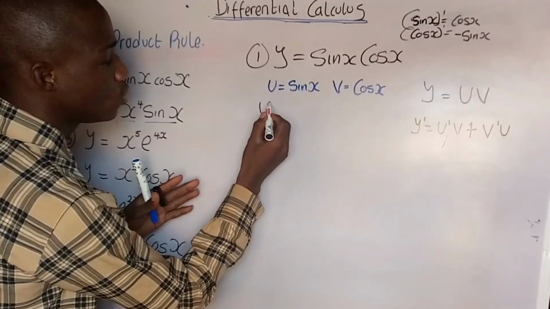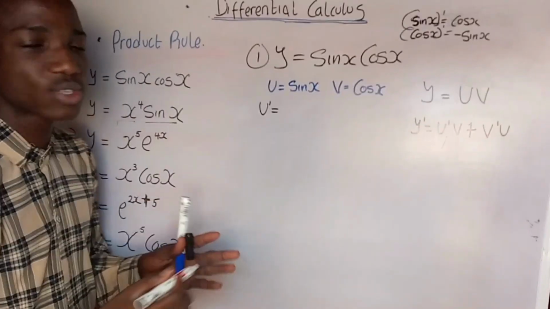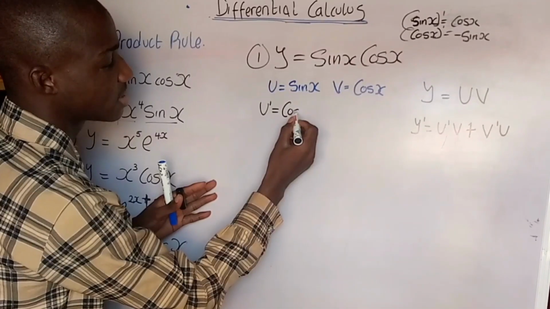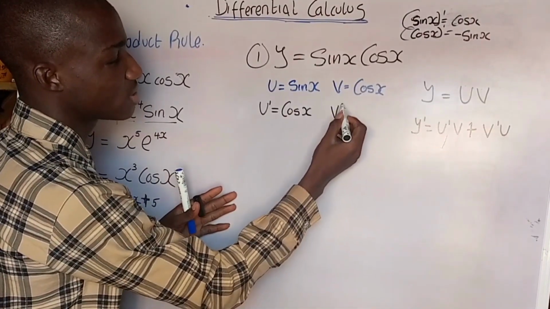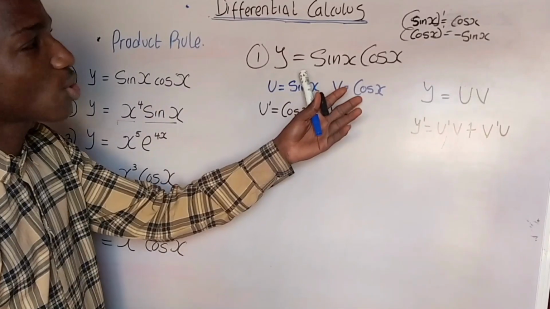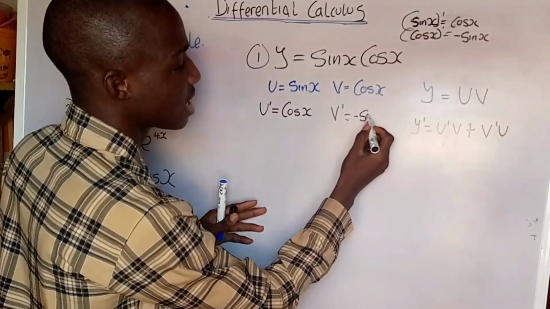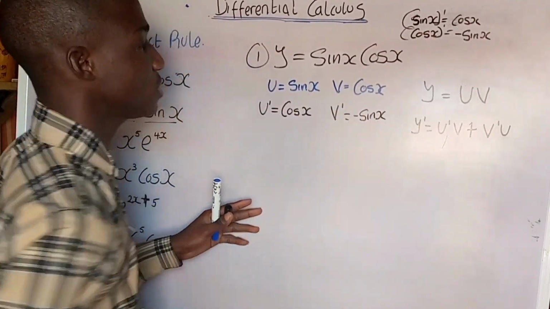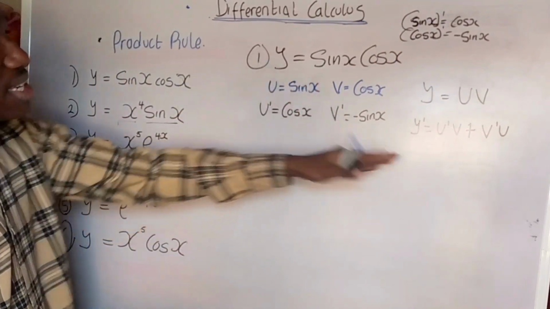So the derivative of u, where u is sine x: don't forget, if you differentiate sine x, we are going to get cos x. So in that case, I'm going to have cos x. And the derivative of v, which is cos x: if I differentiate cos x, don't forget we are going to get minus sine x. So I have minus sine x in this case. So I can proceed to substitute all these parameters into this formula.